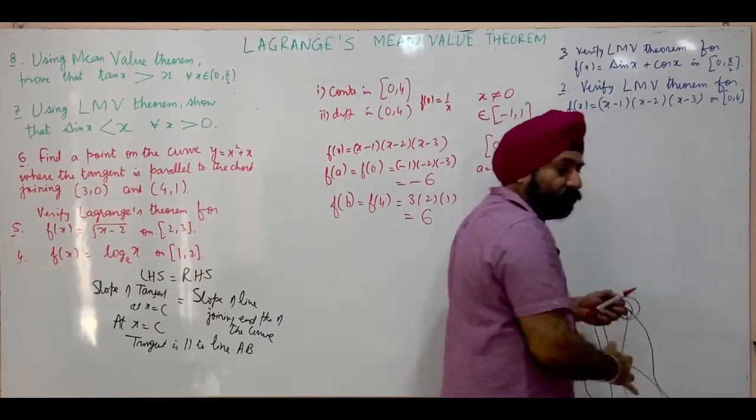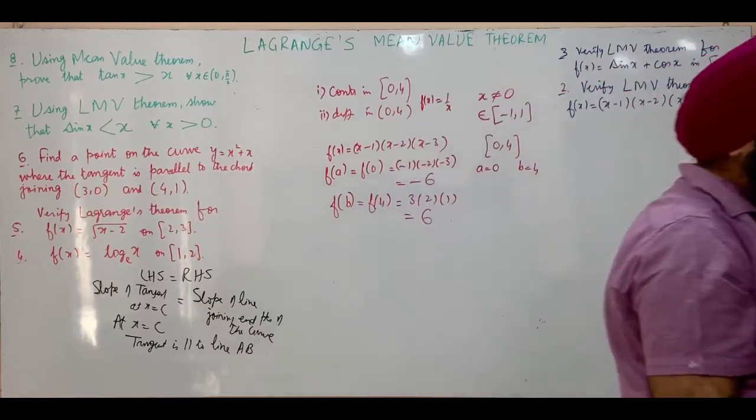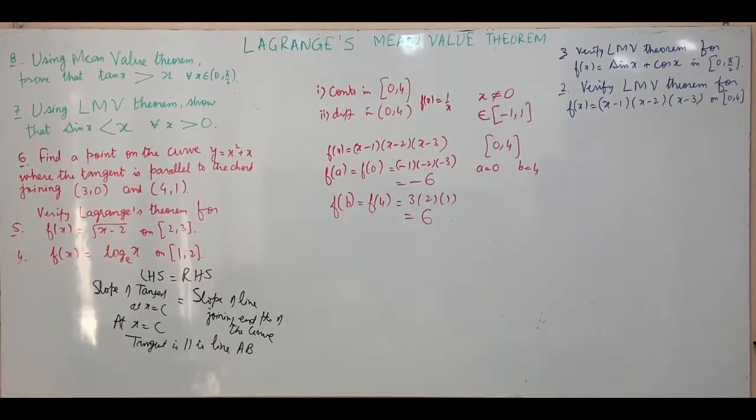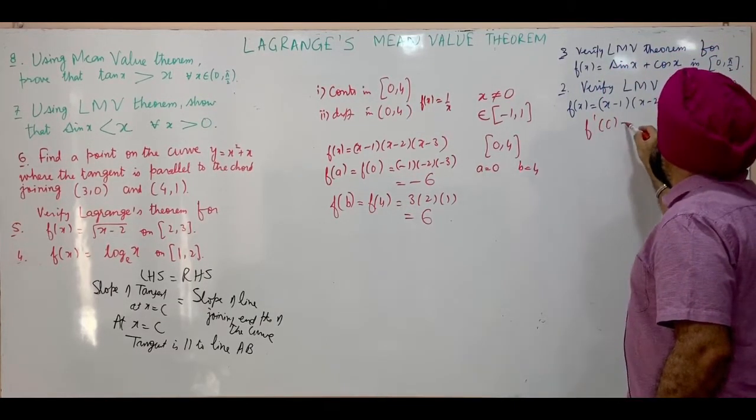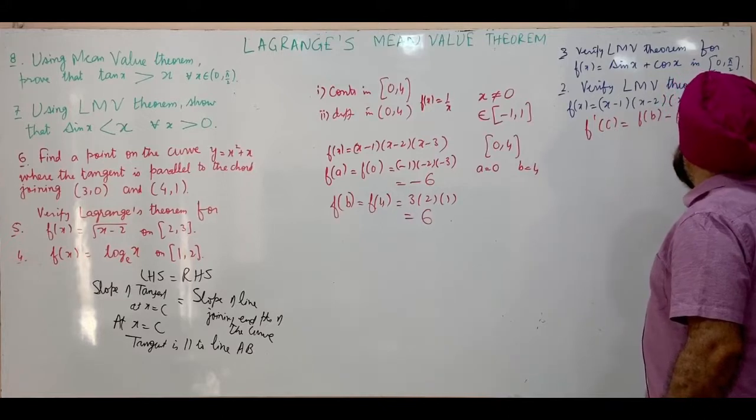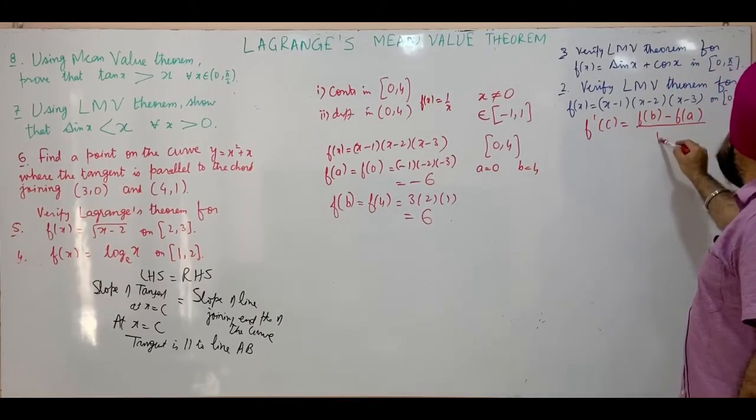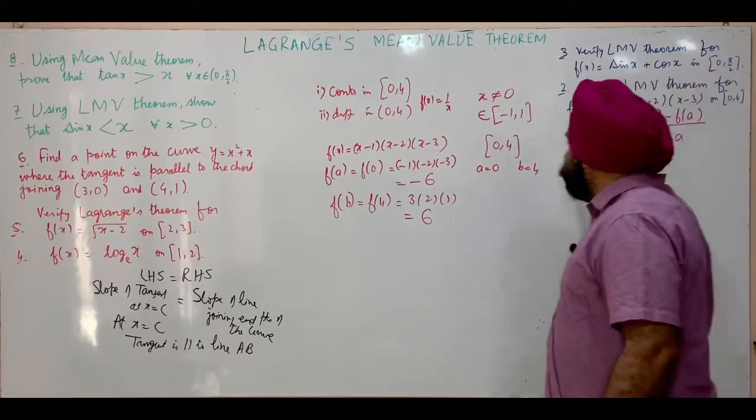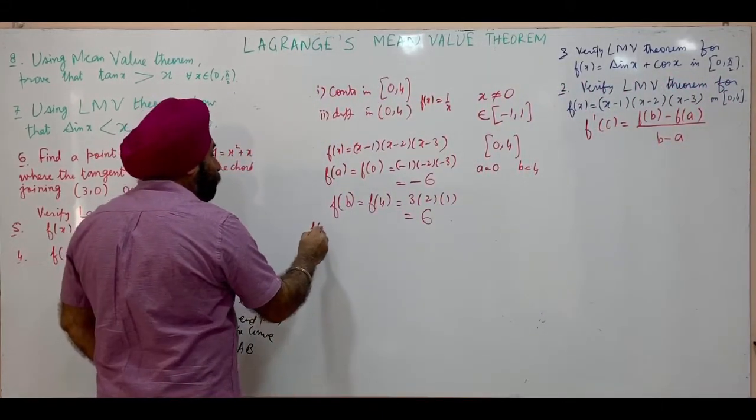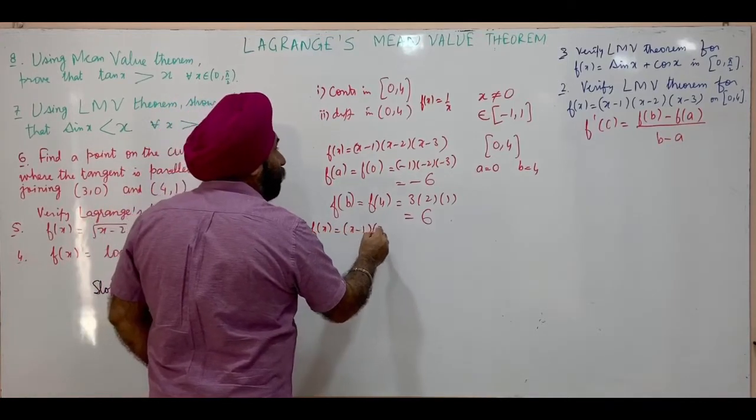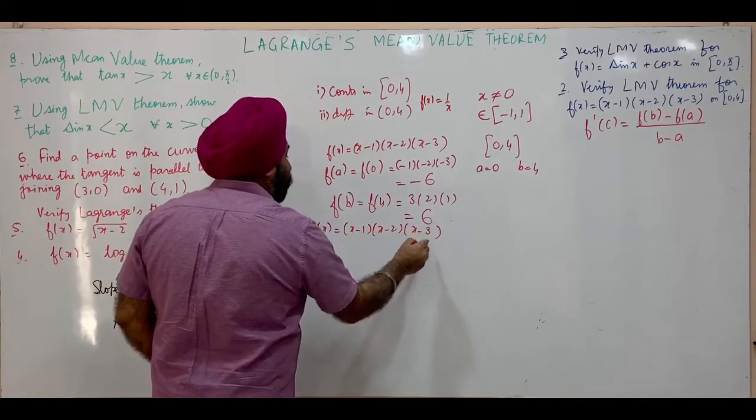So if Lagrange's theorem is applicable, what is the result of Lagrange's theorem? The result of Lagrange's theorem is that f dash of c equals f of b minus f of a upon b minus a. Let us first of all differentiate f of x. It's a product of three functions: x minus 1 into x minus 2 into x minus 3.